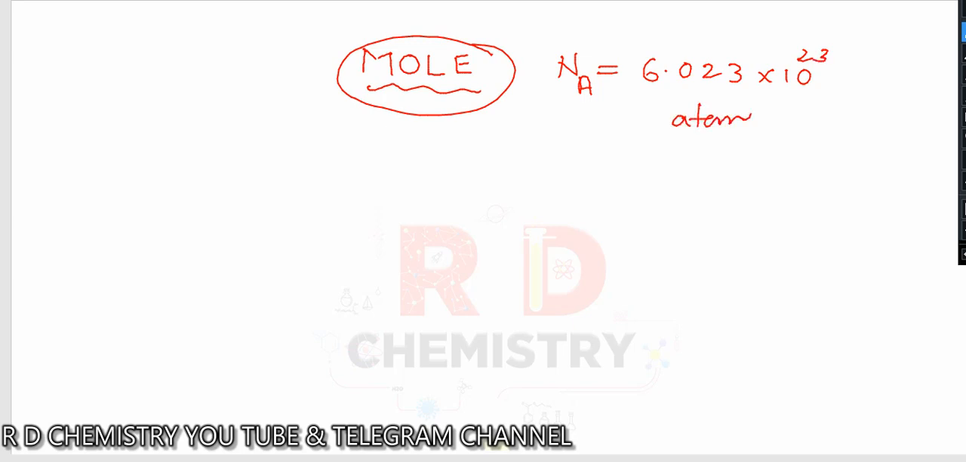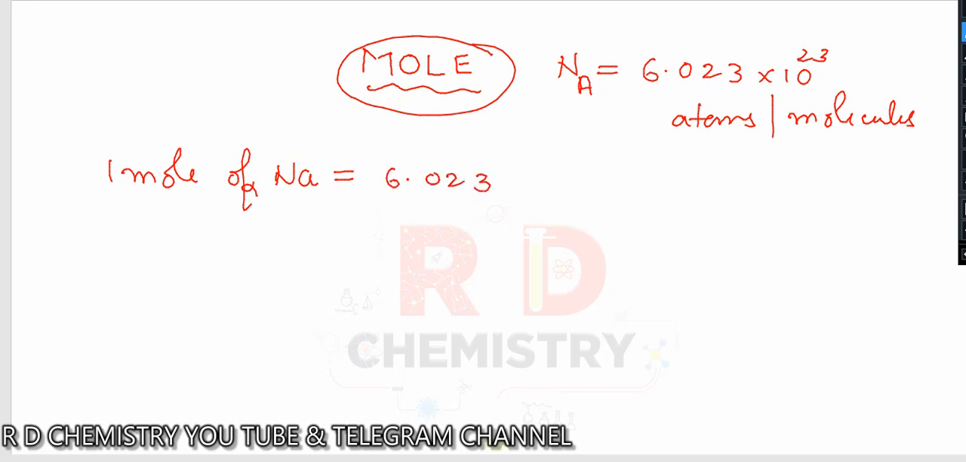These particles can be atoms, molecules, ions, or anything, such as protons, neutrons, or electrons. I'll take 1 mole of sodium metal. 1 mole of sodium metal is made up of atoms. Therefore, in terms of atoms, there are 6.023 × 10^23 sodium atoms.